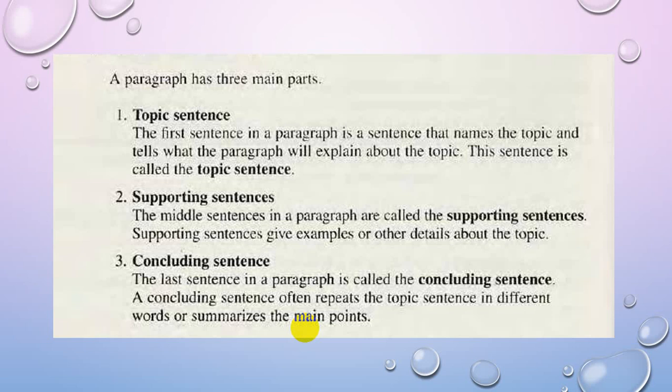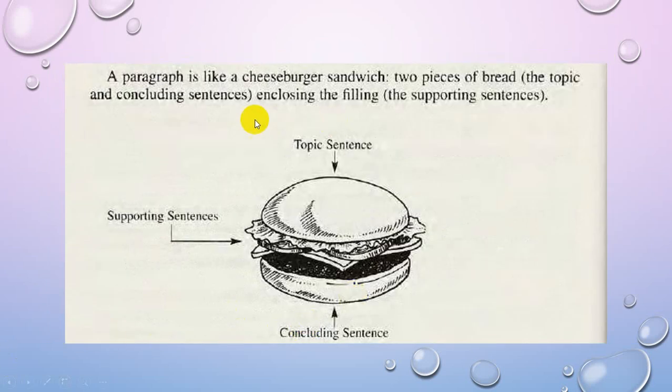A paragraph is like a cheeseburger sandwich. A paragraph هنا شبهها بلفة همبرجر. Hamburger, hamburger. Okay? Two pieces of bread. الصمونة اللي فوق هذه topic sentence. الصمونة اللي تحت concluding sentence. الجملة الاستنتاجية هي نفسها topic sentence لكن نسوي summarize أو نلخص التفاصيل. Okay? The topic and concluding sentence are the two pieces of bread.